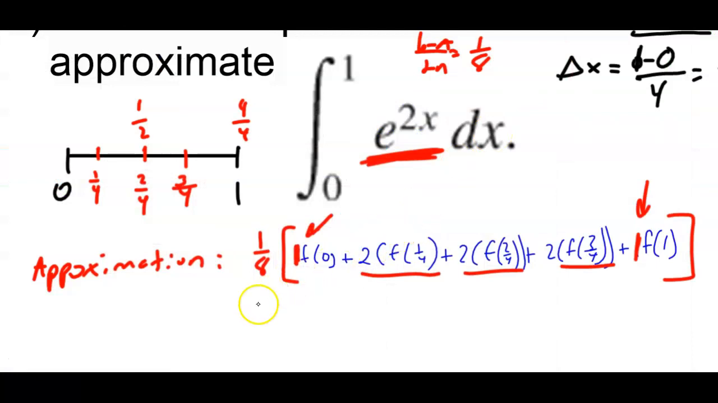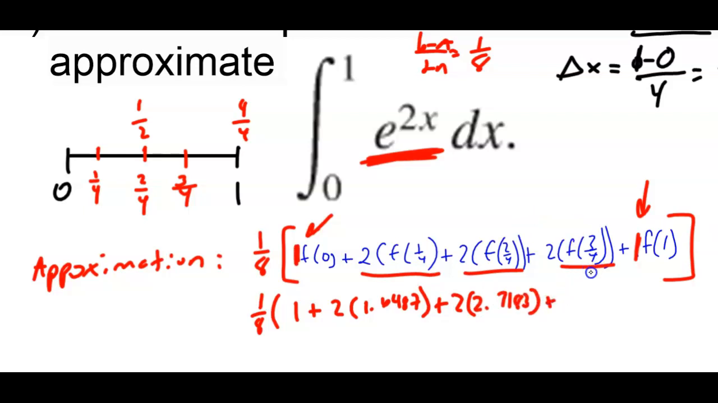And now I'm going to go back over here so we can actually evaluate this whole thing. So we have 1/8 times, remember this is 1 times f of 0, and we said f of 0 was 1. So 1 times 1 is 1. Now for this one I have 2 times f of 1/4. Well, f of 1/4 was 1.6487. I'm using 4 decimal places because that's what it gave me, but also I want to be as accurate as possible. And then 2 times f of 2/4 or 1/2 was going to be 2.7183.